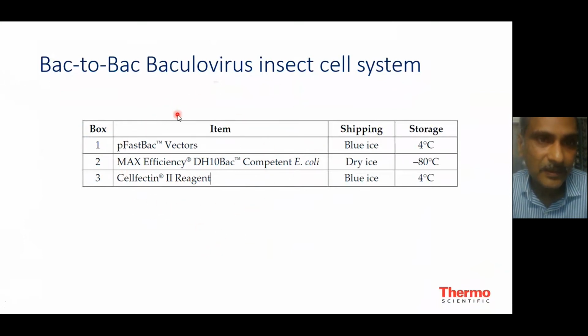They have this vector where we clone our gene of interest, that is pFastBac. We have a specialized E. coli strain, which is called DH10Bac. It's a modified strain of E. coli. I'll tell you the properties of this later on. Also, we need a transfection reagent, which is Cellfectin, and Sf9 or Sf21 cells. These are the requirements to begin with.